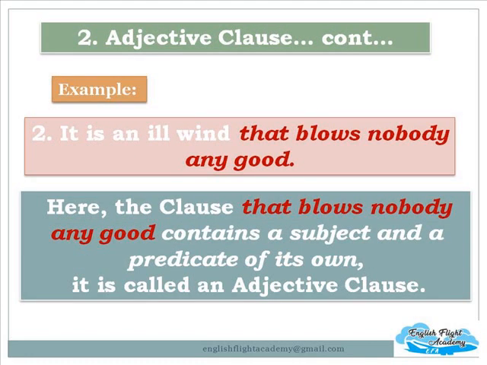Some more examples of an adjective clause I gave there. It is an ill wind that blows nobody any good. So here the clause that blows nobody any good contains a subject and a predicate of its own. It is called an adjective clause.